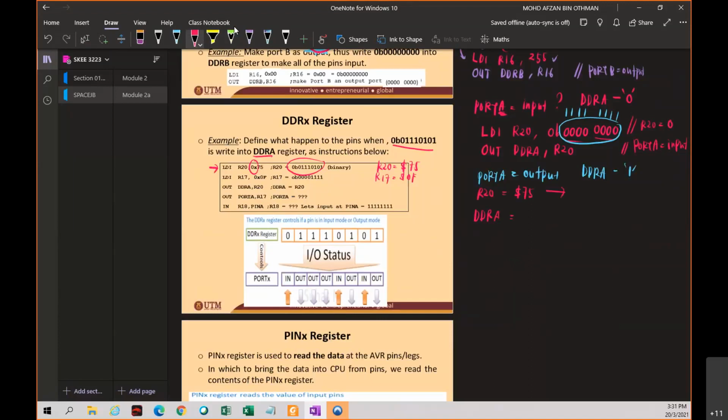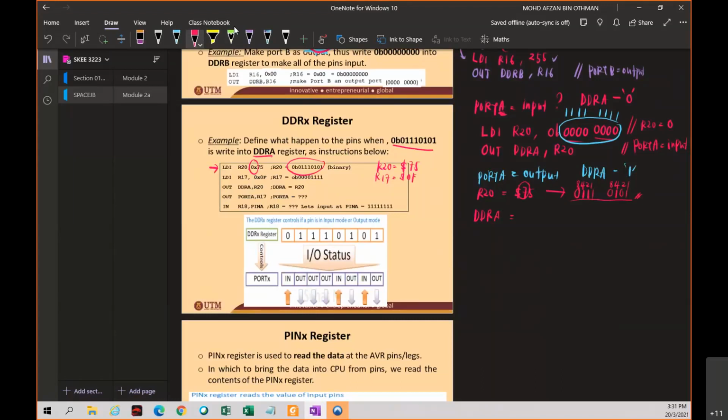75 ni kamu tukarkan dia ke dalam binary dahulu. Okay, by using the 8421 method lah. 8421. Okay, 7. Macam mana nak jadikan dia 7? Okay, 4 tambah 2, tambah 1 sama dengan 7. Yang ni kita letak kosong. Okay, what about 5? 4 tambah dengan 1. Yang lain kita letak kosong. So this is the binary representation for 75. Betul tak? Nampak ni? 0111 0101 which is samalah.